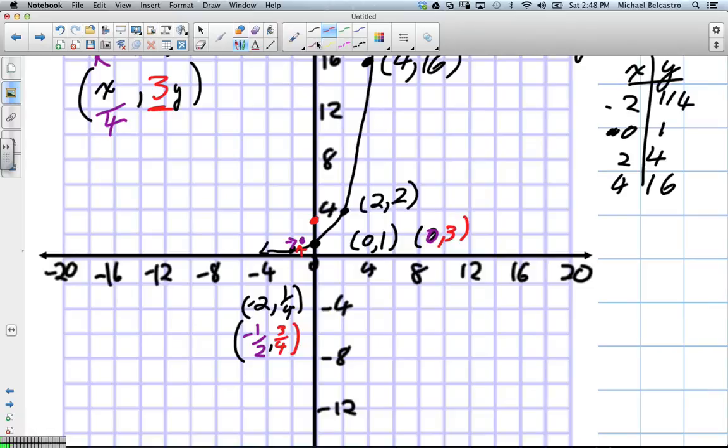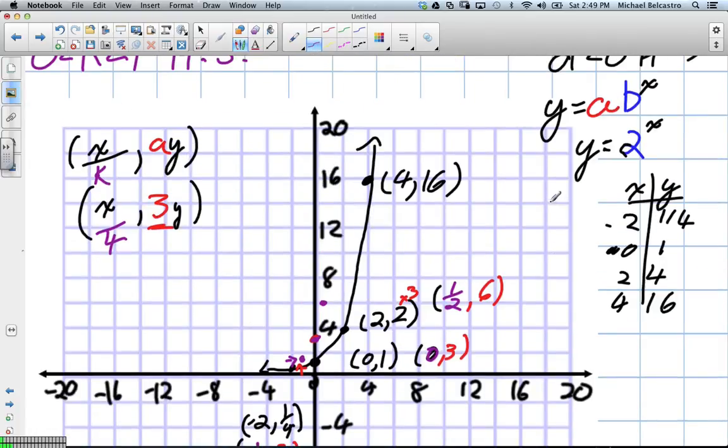Our next one, we have a value of 2. So what happens to the 2 when we divide it by 4? 1/2. So positive 1/2. And our y value, when we multiply this by 3? 6. That's right, 6. So our next point is at 1/2, which is actually really close in here, and up at 6. Okay, and I know I did those in two different colors. Let's do them in purple here.